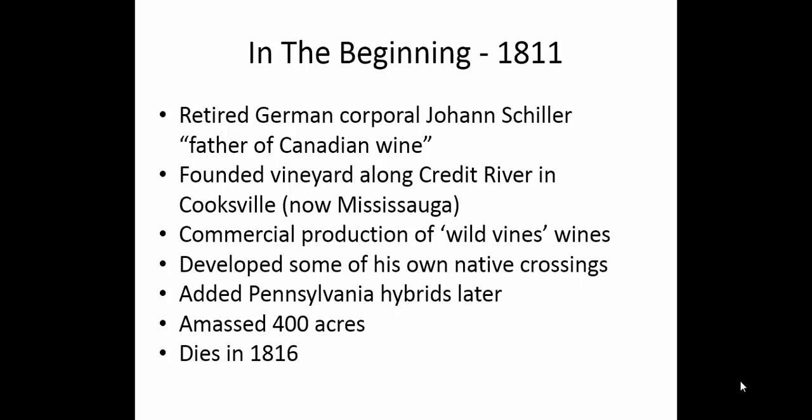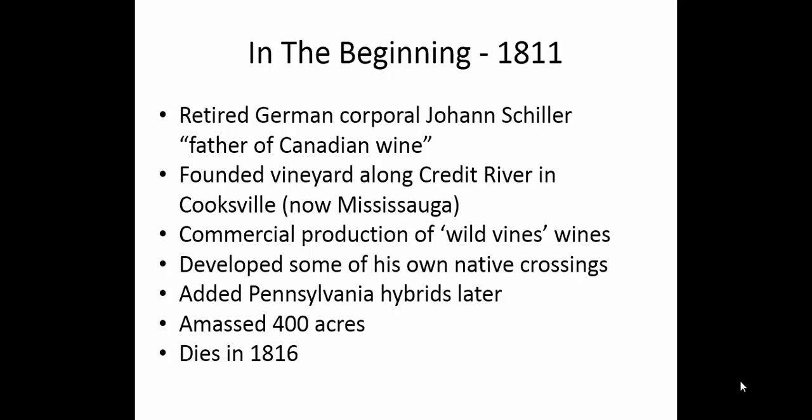So the arrival of the first Europeans, we give credit to Johann Schiller, who was a retired German corporal, as being the father of Canadian wine. Schiller was from Germany, where he made wine in the Rhine River region. He was originally in Quebec, where he served in the 29th Regiment of Foot in the late 1700s, and he moved to Ontario from Quebec and founded a vineyard along the Credit River in Cooksville, which is now Mississauga. His initial commercial production consisted of wines from wild vines, and he developed some of his own native crossings.